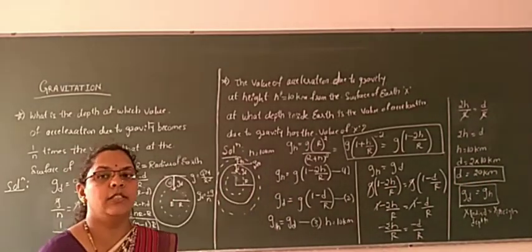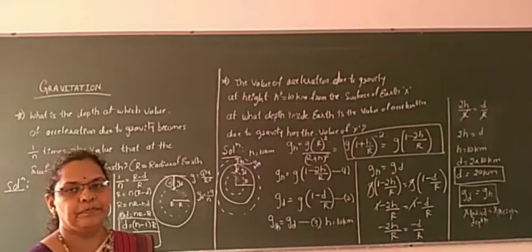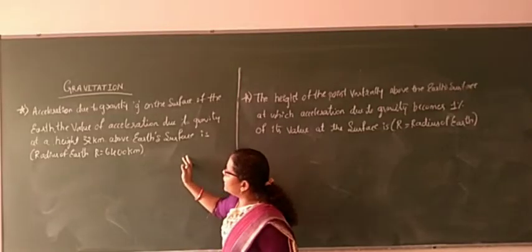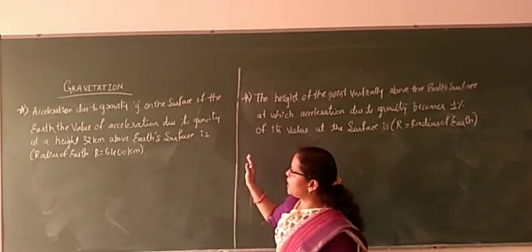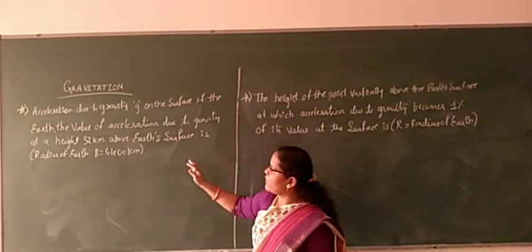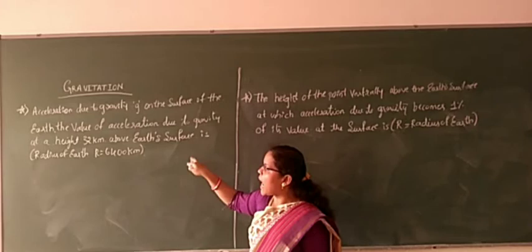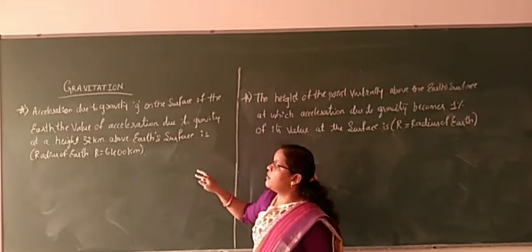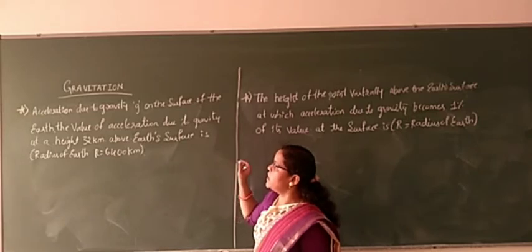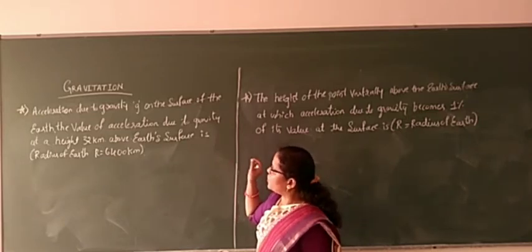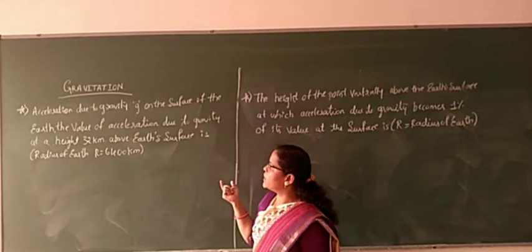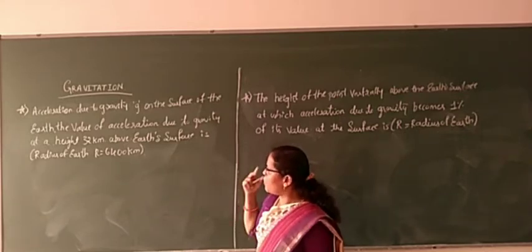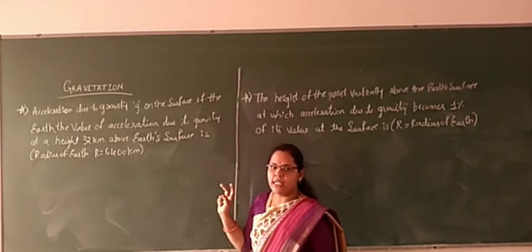So let us solve another numerical problem. So next problem, what is given here? Acceleration due to gravity g on the surface of the earth. The value of acceleration due to gravity at a height 32 kilometer above the earth's surface is what? That is the task given here.